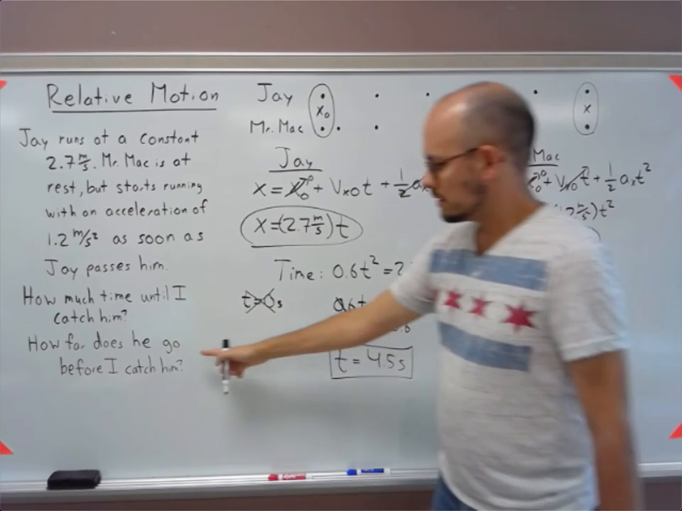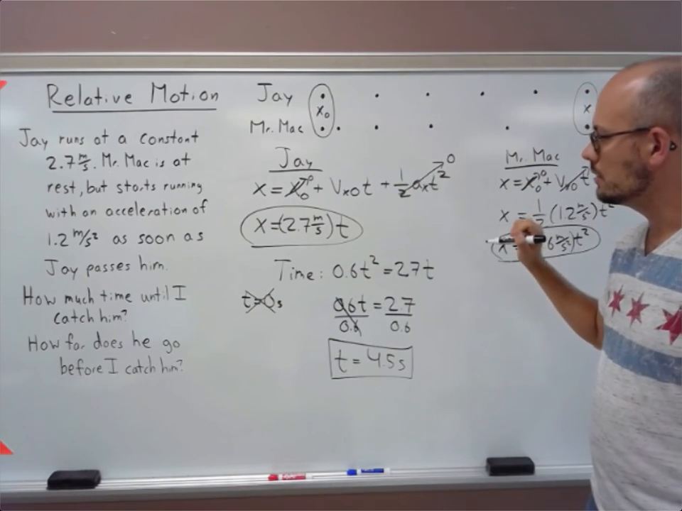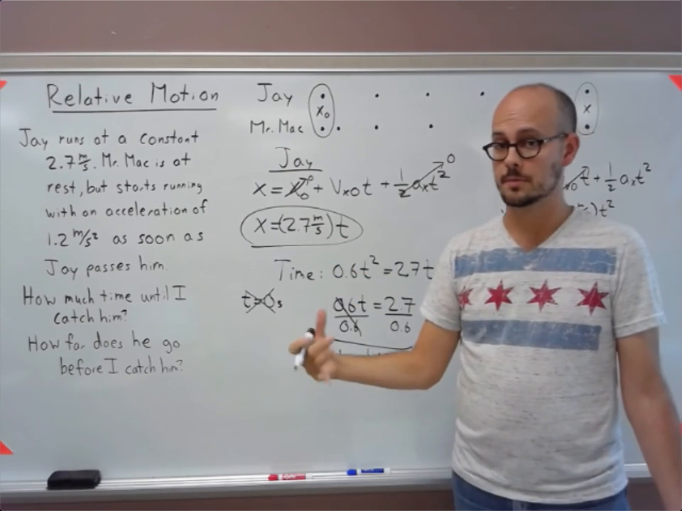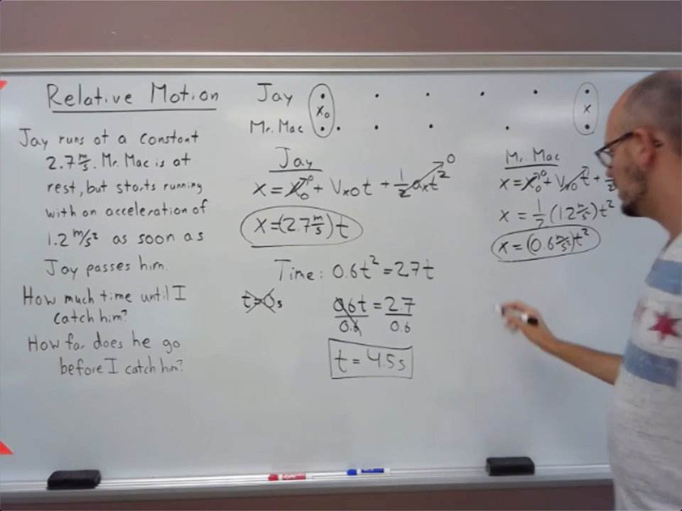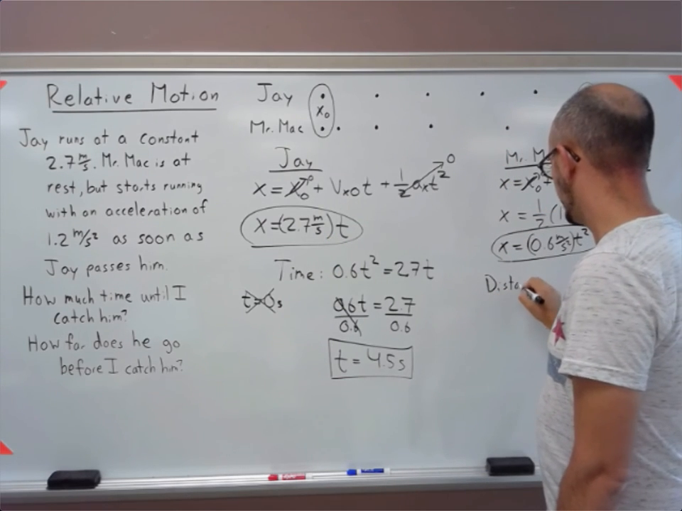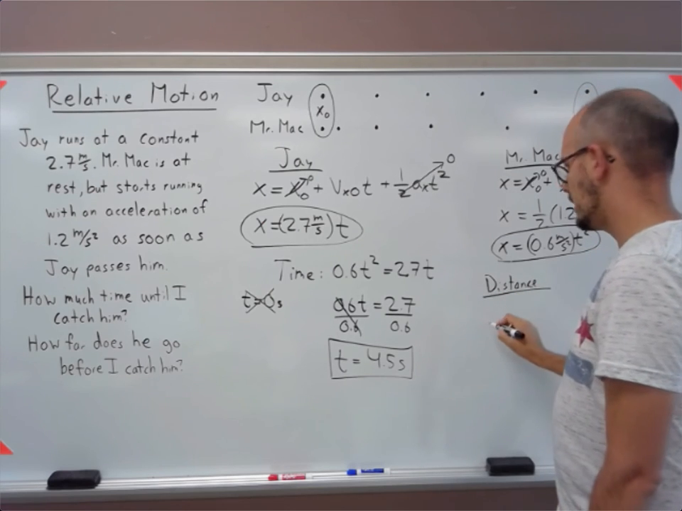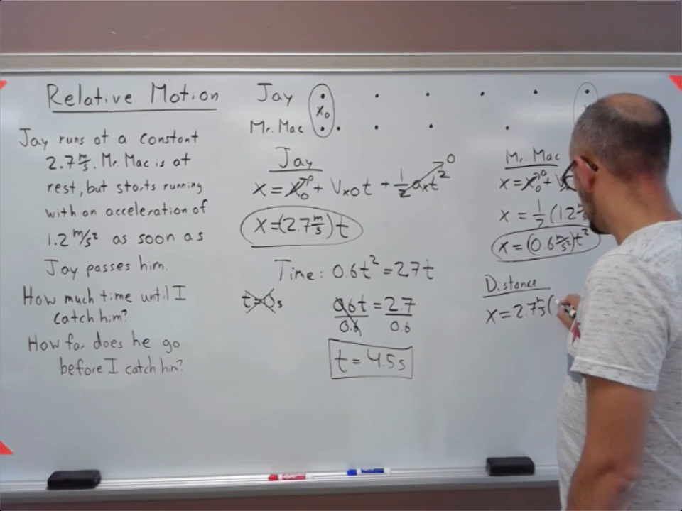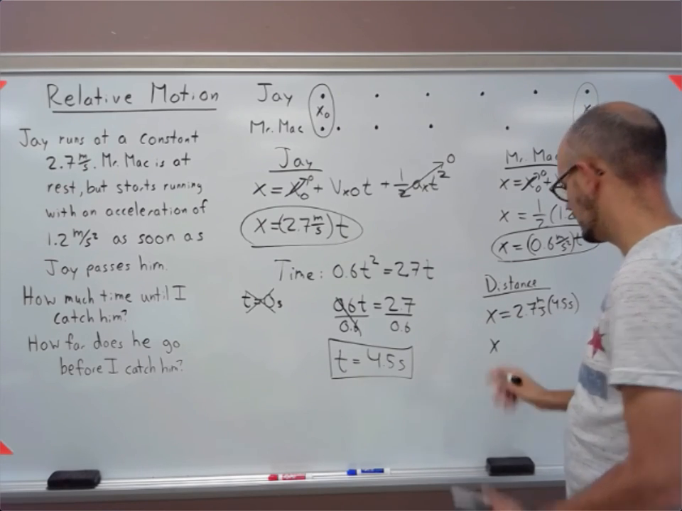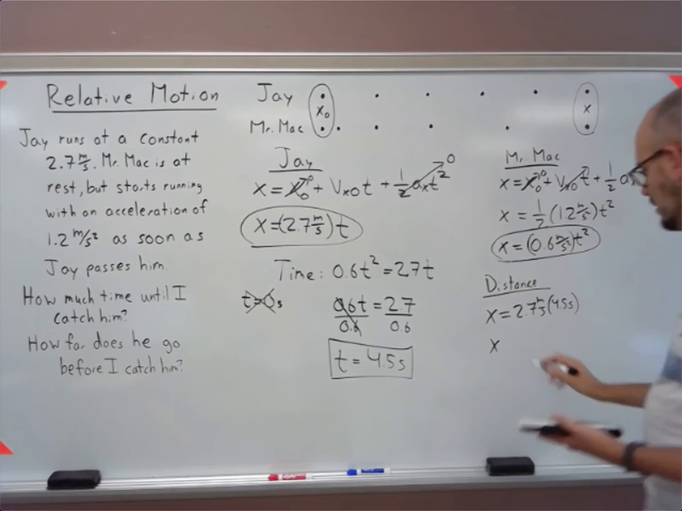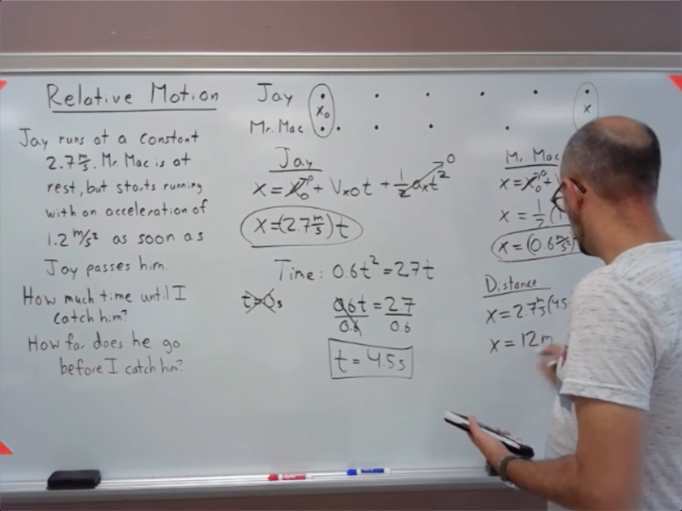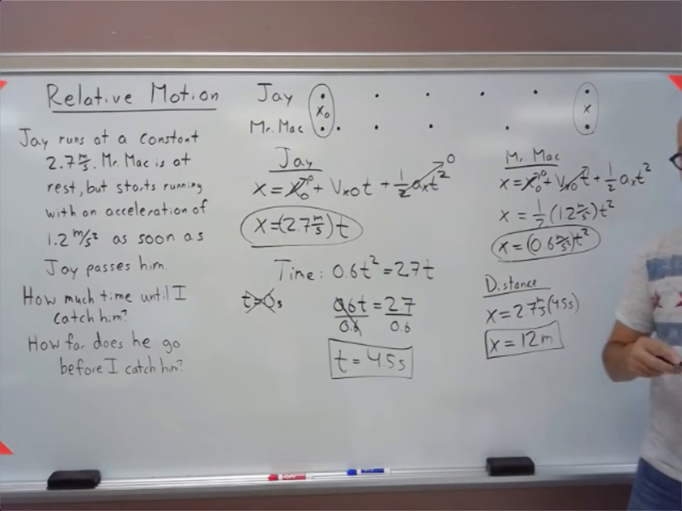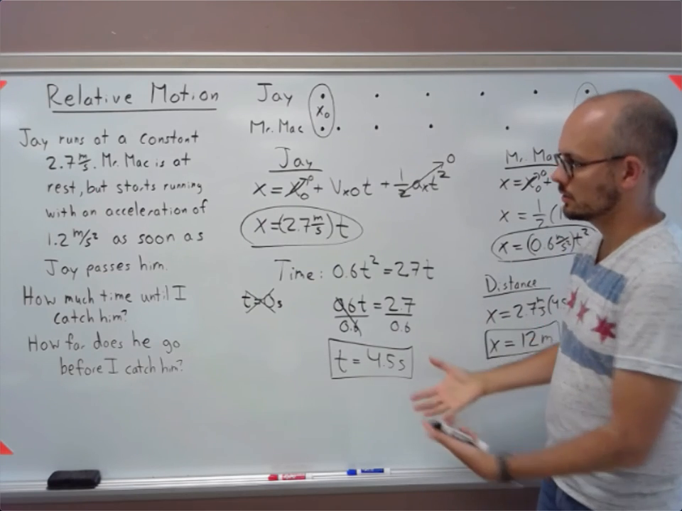To get distance, how far does J go before I catch him? I can use either equation. I'm just going to use this one because it's simpler, but we both travel the same distance in this problem, so I can use either one. So for distance, I just say x equals 2.7 meters per second times 4.5 seconds. And I get 12 meters. Okay, so 12 meters is how far Jay runs before I catch him, given my acceleration and his initial velocity.